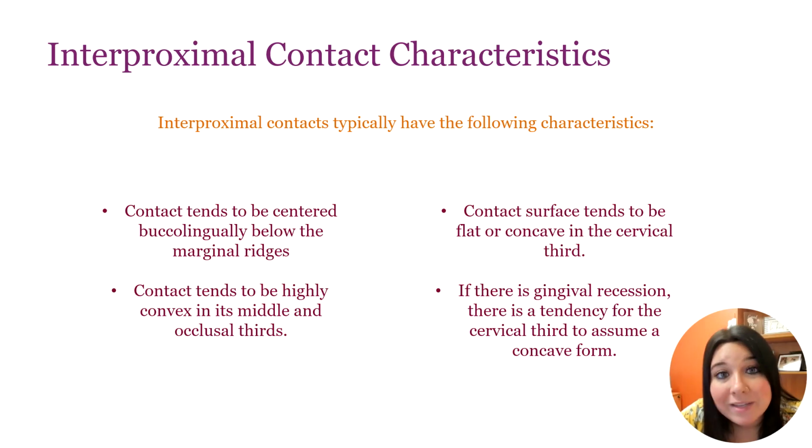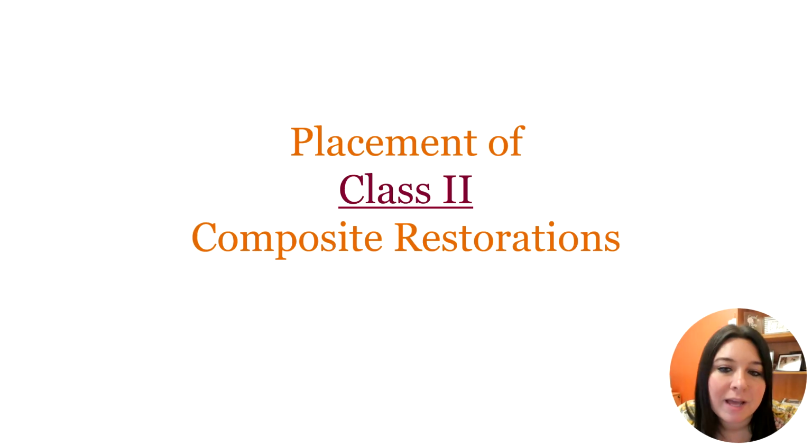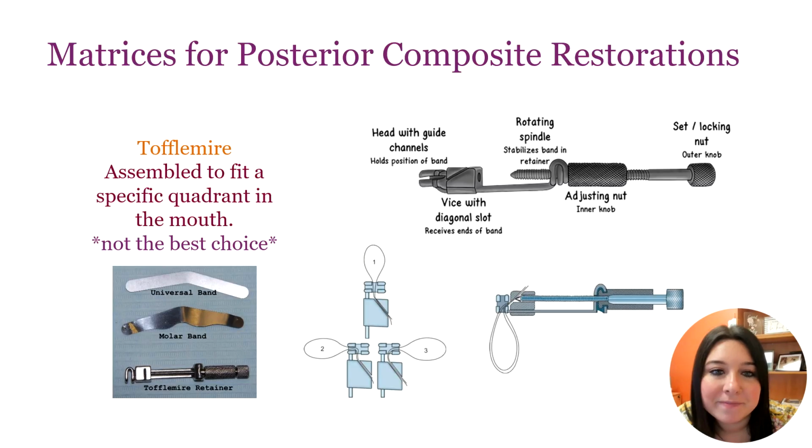To help achieve these characteristics, it's important to select the correct matrix system that reflects these characteristics built into the design of them. Sectional matrices tend to result in tighter contacts, especially for posterior composite restorations, because they're already pre-contoured, they're doing that contouring work for us. Next, we'll talk about the placement of Class 2 composite restorations.